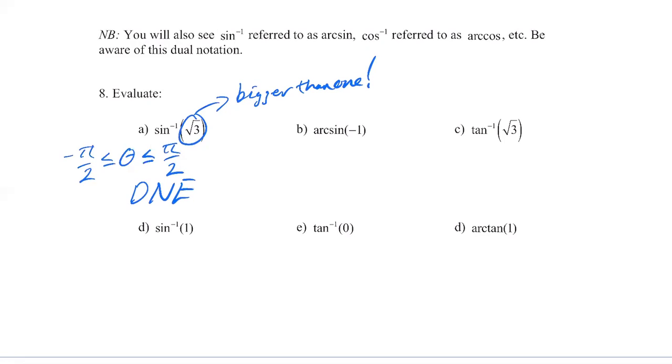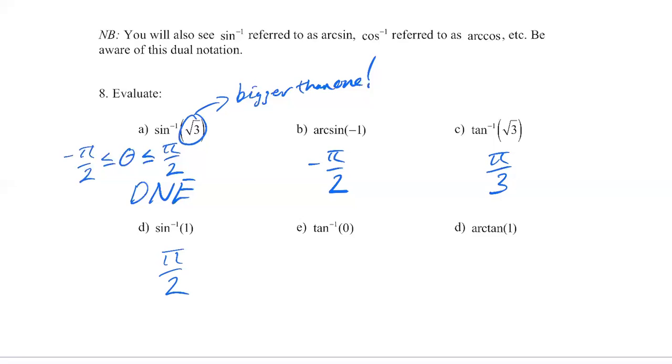The arcsine of -1. So remember, arcsine just means inverse sine, and we're asking what angle measure within our restricted output has the sine value of -1. And that would be -pi/2. I'm going to keep moving through these. The inverse tangent of √3, well, that's going to be first quadrant. So that would be pi/3. Inverse sine of 1, that's pi/2.